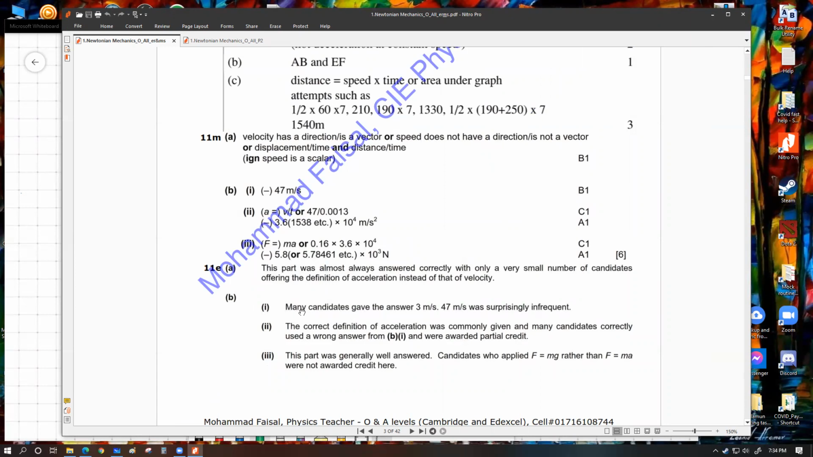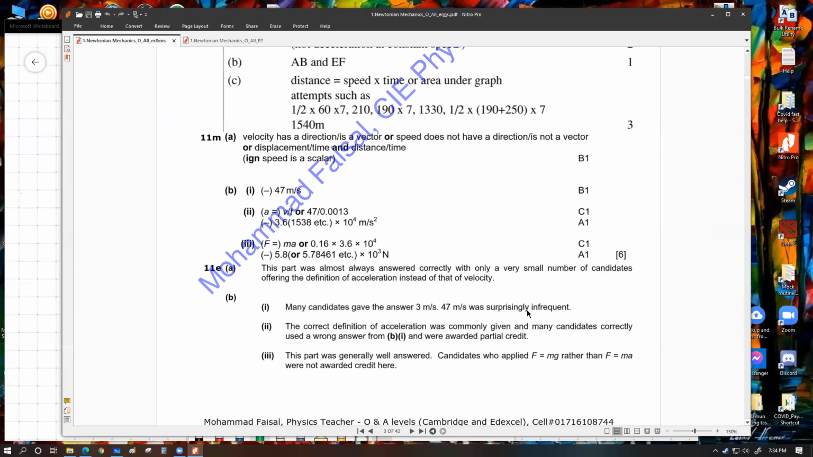But for B, it says many candidates gave the answer 3 meters per second. 47 meters per second was surprisingly infrequent, which means many students did not consider this situation where the initial velocity and the final velocity should be considered as vector quantities. And if we consider one of them to be positive, the other one should be considered negative. So 47 meters per second was surprisingly infrequent.